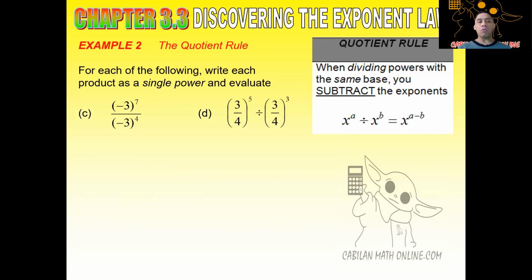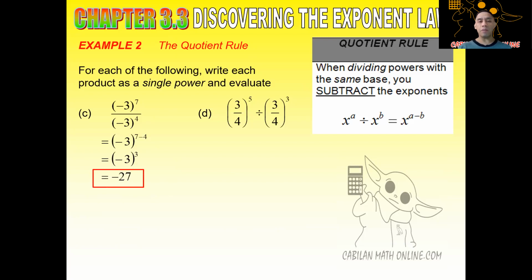So recall when we're dealing with fractions, what we're really doing there is division, between the numerator and the denominator. Now in this case, the numerator happens to be the -3 in brackets raised to the exponent 7, and the denominator is -3 in brackets raised to the exponent 4. So since we are dividing the like bases, in this case -3, we're going to subtract the 4 from the 7. So keep in mind what we have here is -3 in brackets, and then 7 minus 4, which gives me 3. And when we evaluate this, we'll get a final answer of -27.